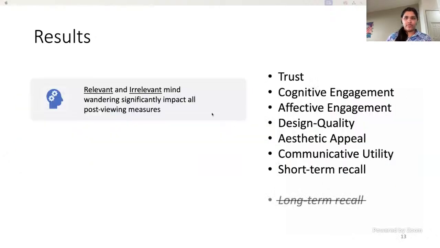So overall, we find that both relevant and irrelevant mind wandering significantly impact most of the post-viewing measures, except for long-term recall. And higher frequencies of mind wandering, as well as when it happens earlier in the observation period, inflate the effects that are seen when disrupting different post-viewing ratings.